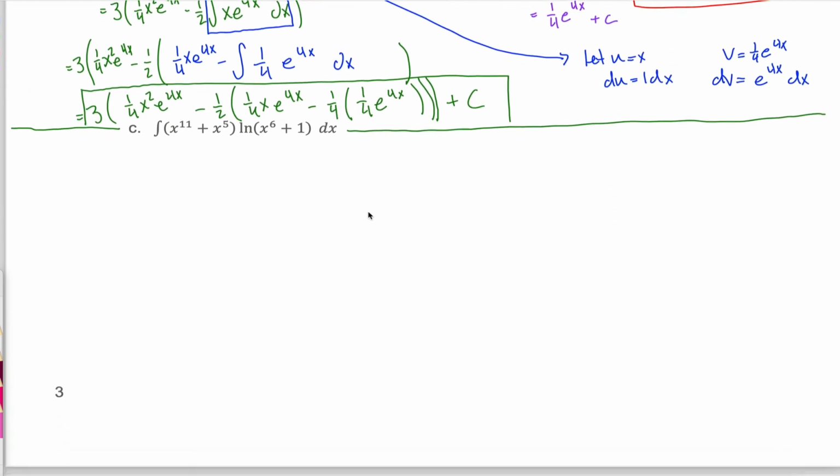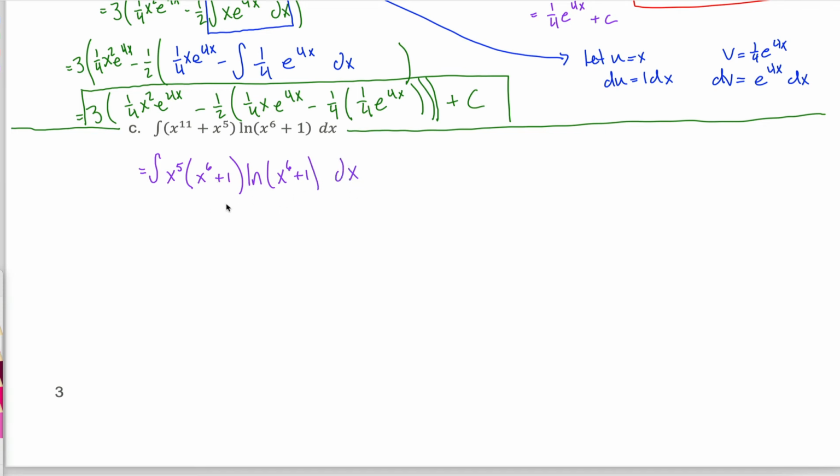There's a trick to this problem, and the trick to this problem is recognizing that each of these terms right here have an x to the 5th in them. So you could, I'm not saying you should have recognized this, but you could rewrite this first factor as x to the 5th times, if I pull out an x to the 5th from each of these, x to the 6th plus 1. So instead of x to the 11th plus x to the 5th, I got x to the 5th times x to the 6th plus 1. And that's being multiplied by this natural log of x to the 6th plus 1 dx.